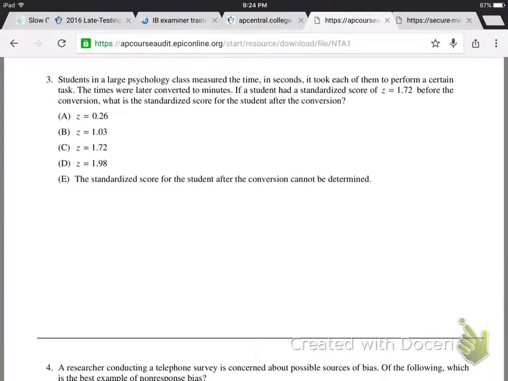Okay, I remember having a test question on this. Whenever you convert anything from time to minutes, it doesn't matter what you convert it to, the z-score is going to stay the same. So the answer is C.